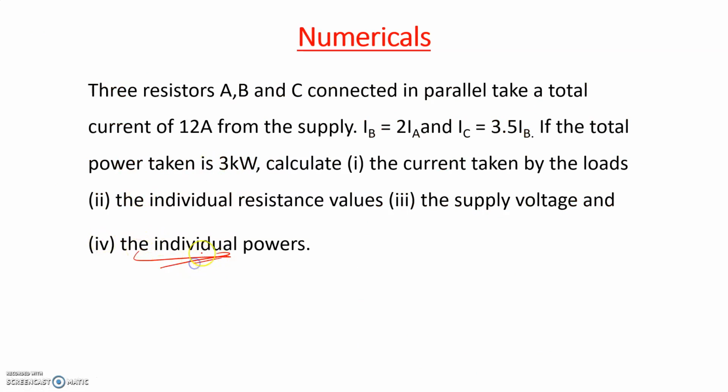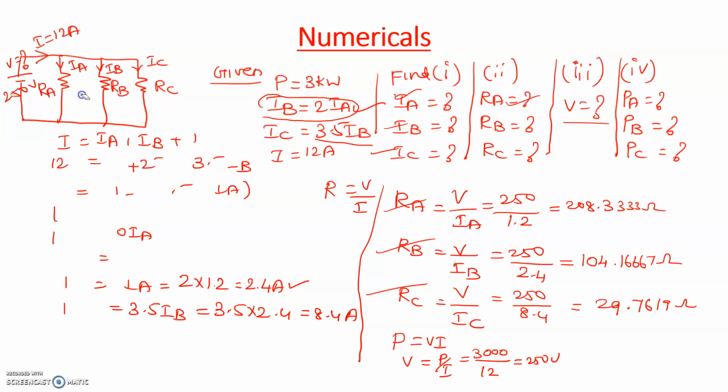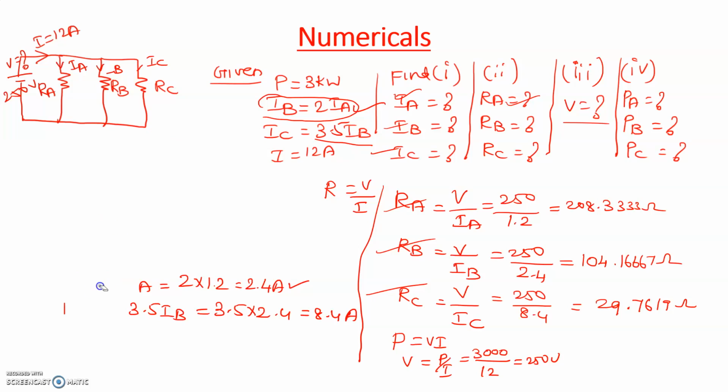What is the individual power in each resistor? So that is calculated. We know that power P is equal to I squared R. With the help of that formula, we can calculate the value of power. That is, PA is equal to IA squared into RA. Similarly, PB is equal to IB squared into RB. PC is equal to IC squared into RC.